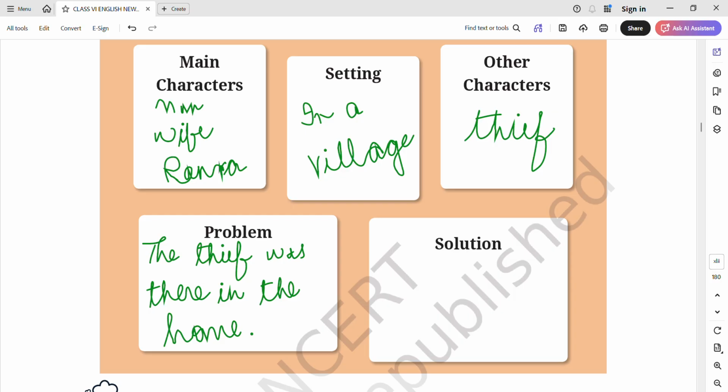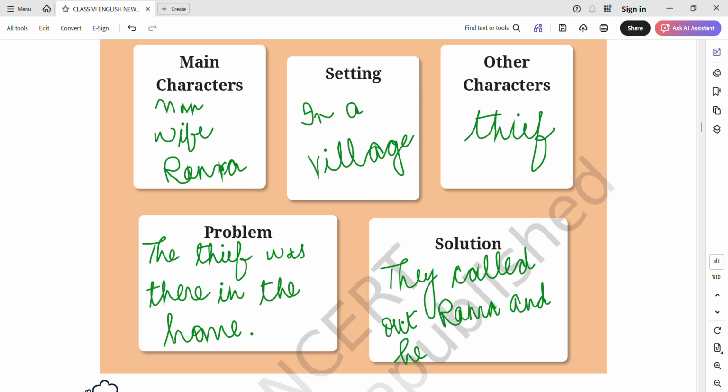Okay, coming to the next, what is the solution to that? Solution was they began calling out the name of village Kotwal, Rama. They called out the name Rama, and he rescued them, or he caught the thief. That will be your answer.